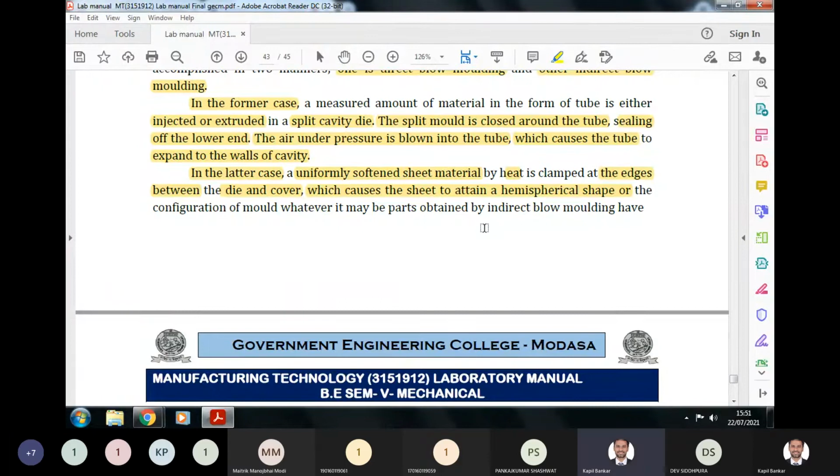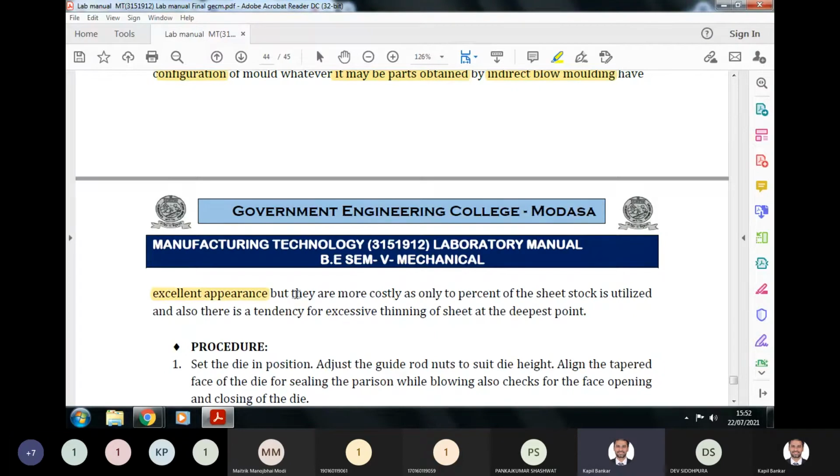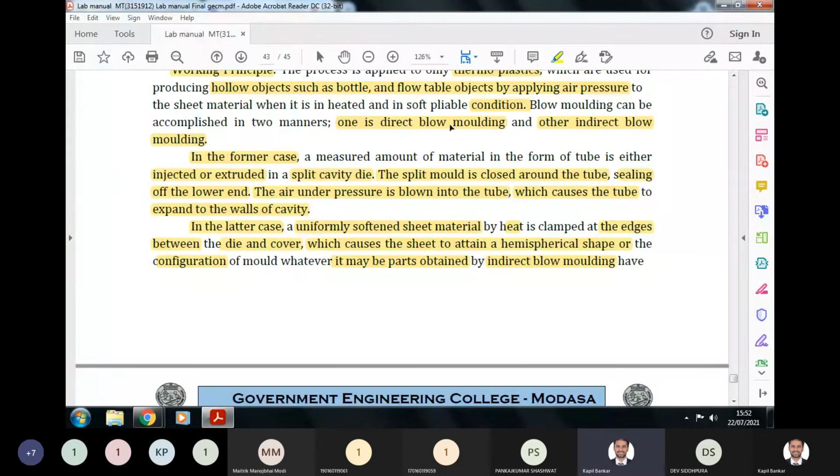So it will follow the configuration of the mold, whatever it may be. Parts obtained by indirect molding have excellent appearance, but they are more costly as only 2% of the stock is utilized, and also there is a tendency for excessive thinning of the sheet at the deepest point. So the direct blow molding process is more favorable.